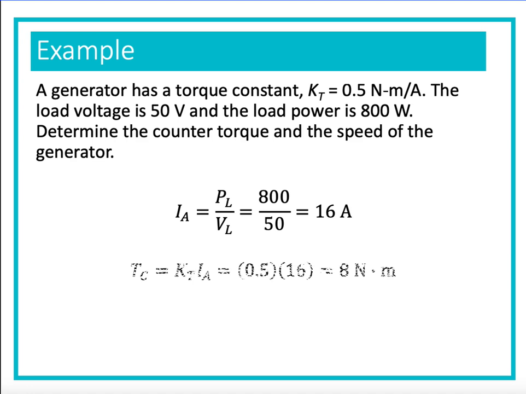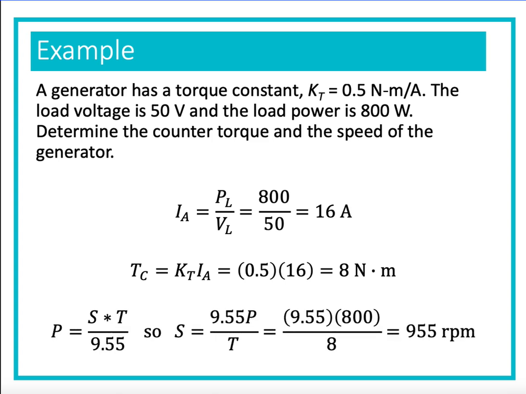The counter torque is just the torque constant times the armature current, so we get 0.5 times 16, which gives us 8 newton meters. And then remember that power is equal to the speed times the torque over 9.55, so the speed is going to be 9.55 times the power over the torque, which gives us 955 RPM.